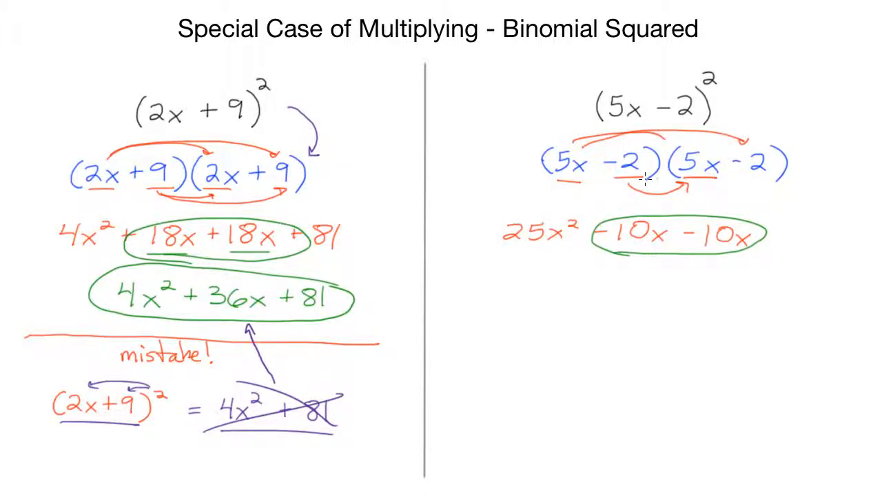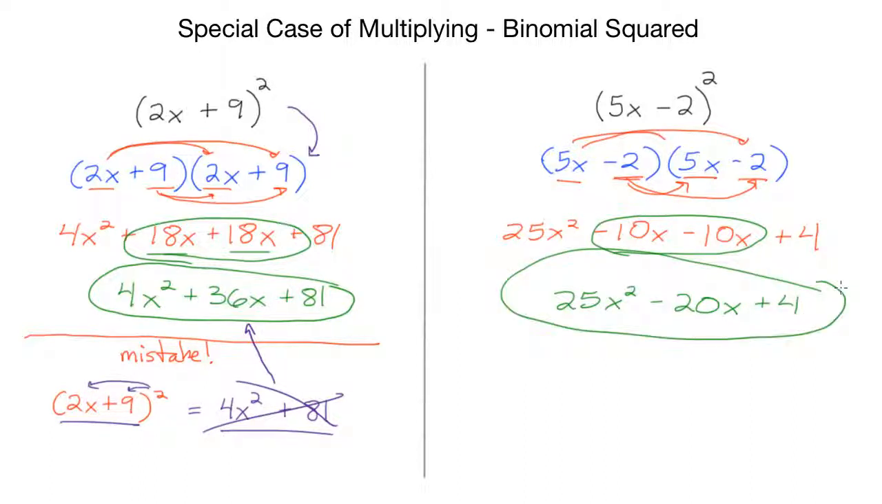All right, but we're not quite done yet. I still have the negative 2 that has to multiply by the other negative 2, which gives me plus 4. Make sure you keep your negatives all straight. So 25x squared. We already see we can combine the two middle terms. So my final answer, once I simplify, is 25x squared minus 20x plus 4.